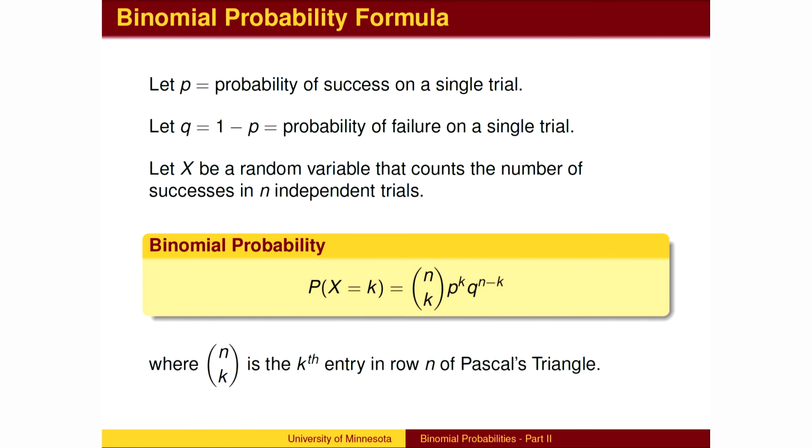In general, to compute the probability of getting k successes in n attempts, find the number of such strings from Pascal's triangle and multiply the probabilities associated with the successes and failures.